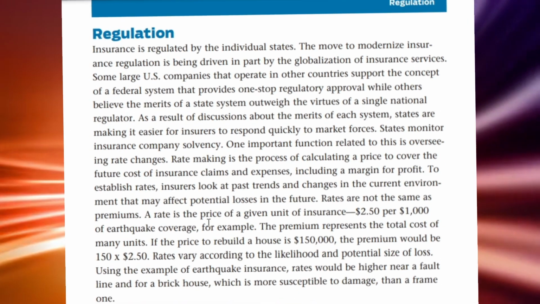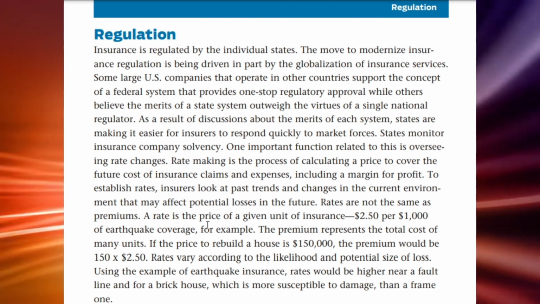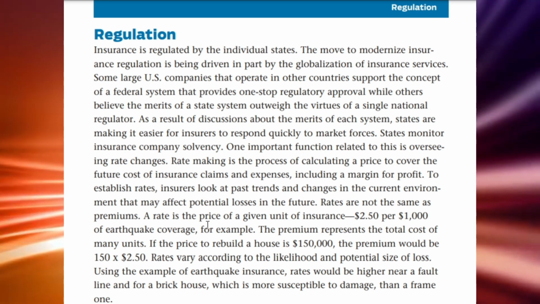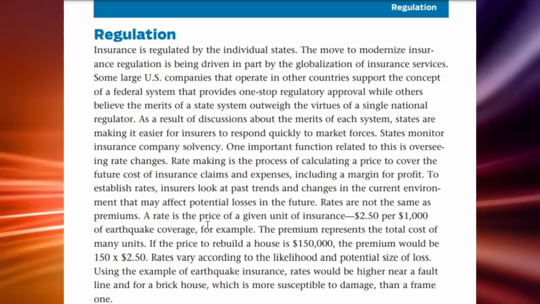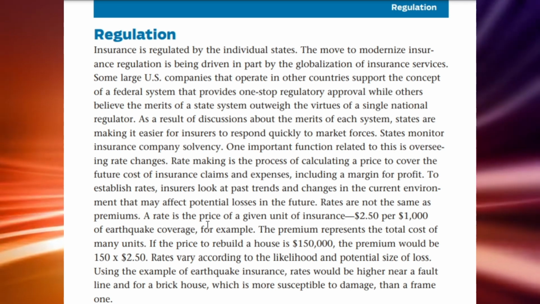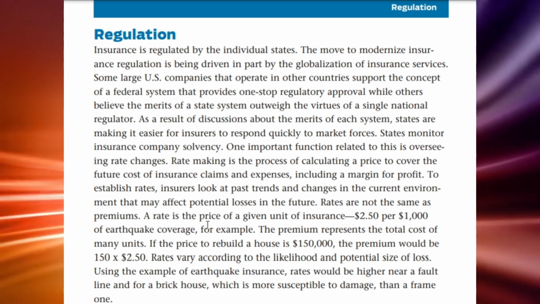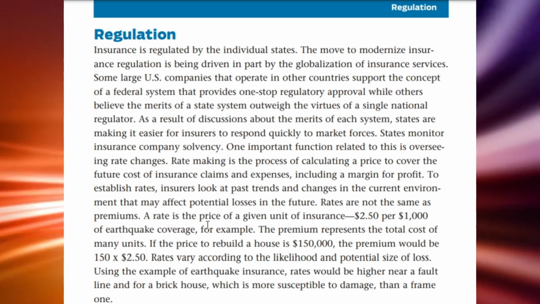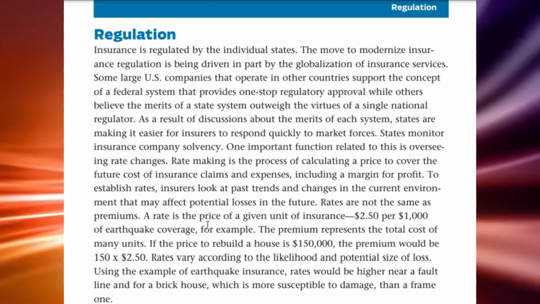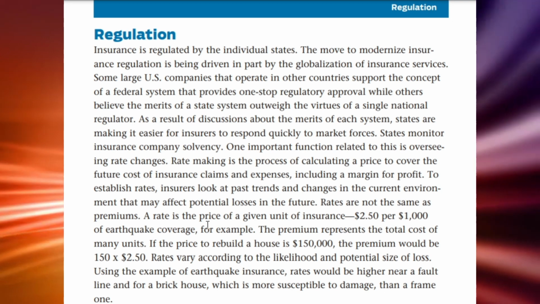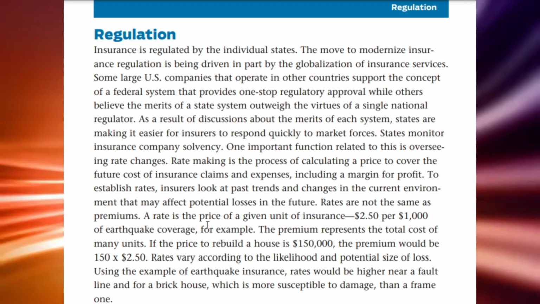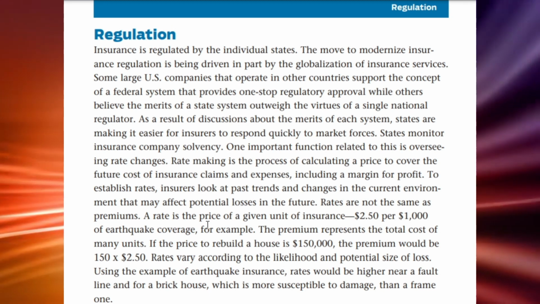Regulation. Insurance is regulated by the individual state. The move to modernize insurance regulation is being driven in part by the globalization of insurance services. Some large US companies that operate in other countries support the concept of a federal system that provides one-stop regulatory approval, while others believe the merits of a state system outweigh the virtues of a single national regulator. As a result of discussion about the merits of each system, states are making it easier for insurers to respond quickly to market forces.